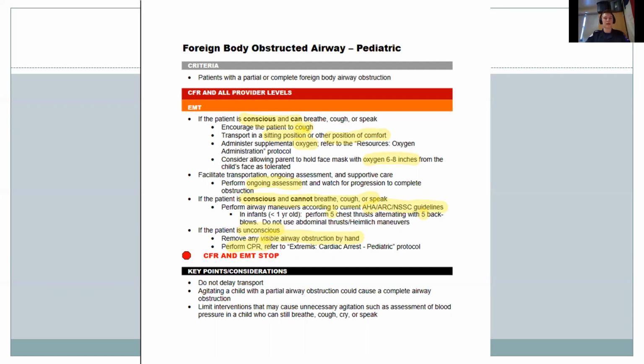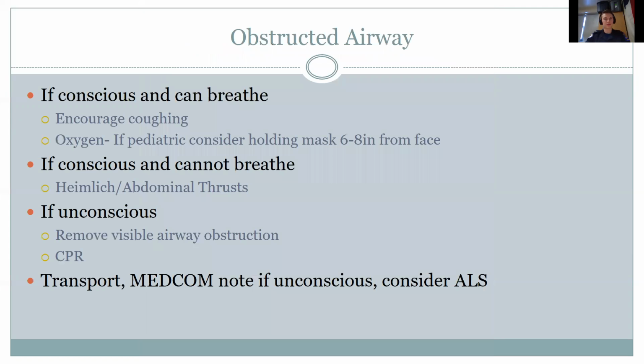And then the key point to consider is do not delay transport. Really want to get the patient up to a higher care. So obstructed airway, to summarize the protocols: if the patient's conscious and can breathe, encourage the patient to cough and then administer oxygen. If the patient is conscious and cannot breathe, then use the Heimlich maneuver, which we'll cover on the next slide. And if the patient is unconscious, remove any visible airway obstructions and perform CPR.